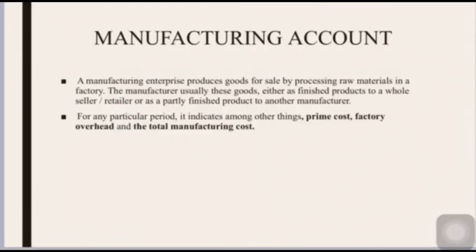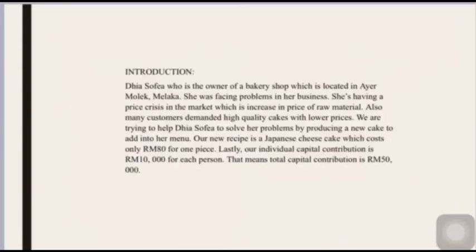Manufacturing account. A manufacturing enterprise produces goods for sale by processing raw materials in a factory. The manufacturer usually sells goods either as finished products to a wholesaler or retailer, or as a partly finished product to another manufacturer. For any particular period, it indicates, among other things, prime cost, factory overhead, and the total manufacturing cost.